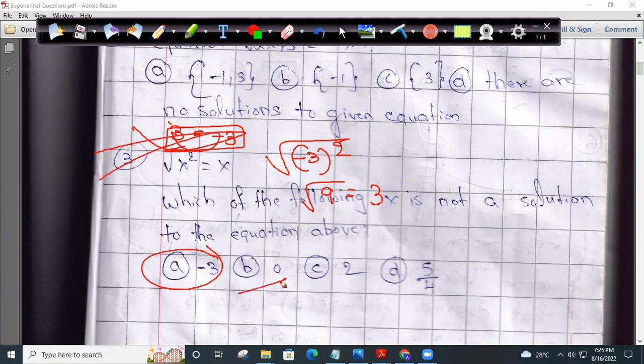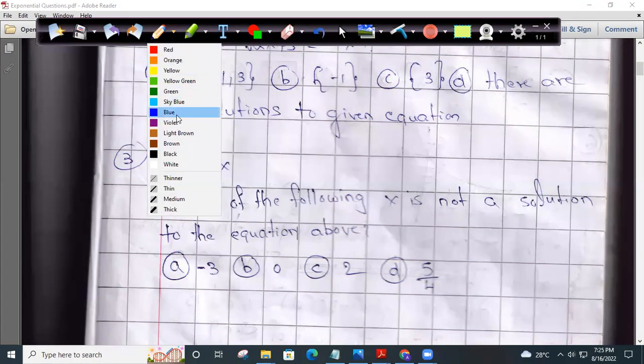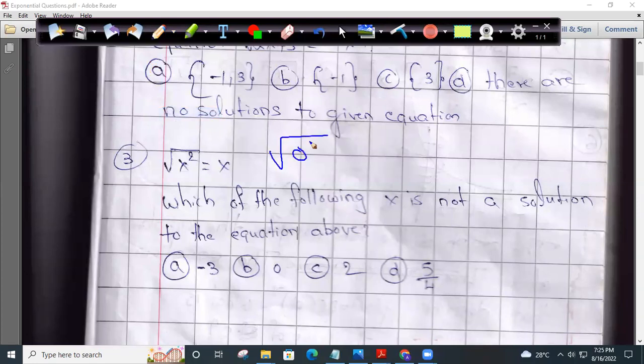Now you take 0. If you take 0, then definitely 0 works, because the question asks which of the following is not a solution. So -3 cannot be the solution, so A for Agra is the answer. People who typed B, why can't B be the answer? Just see here. Square root of 0 square is 0. 0 is equal to 0. 100% 0 can be an answer.